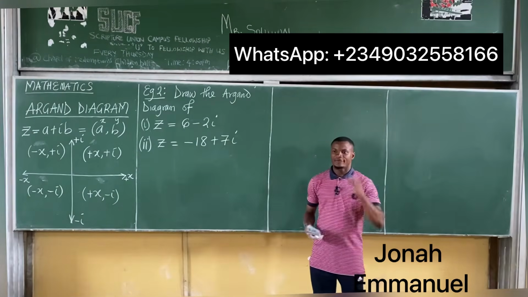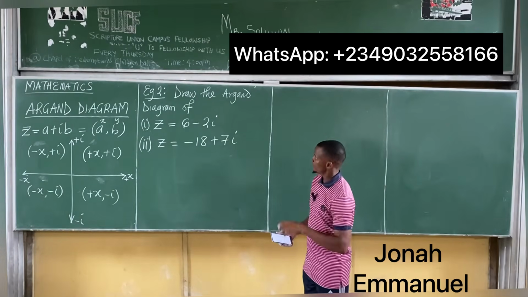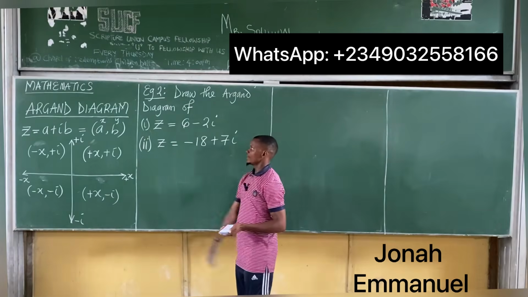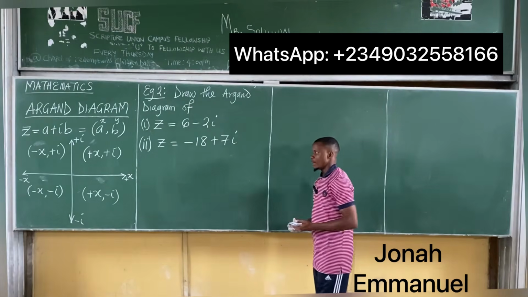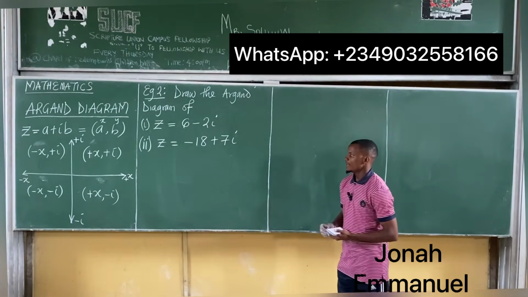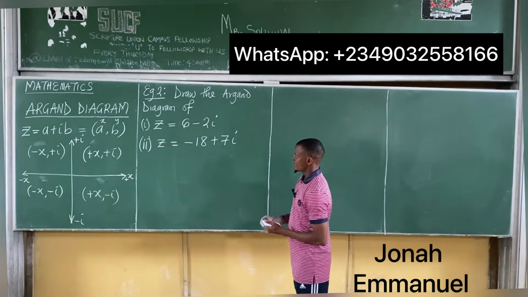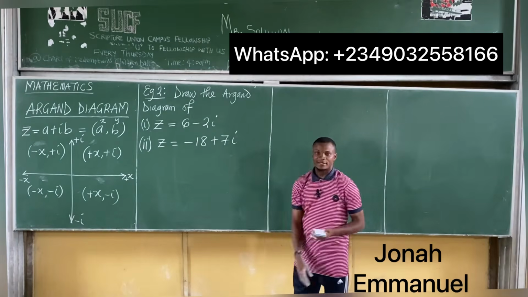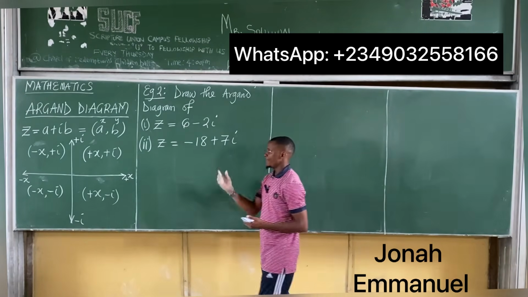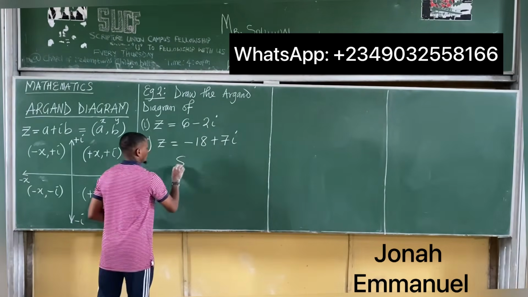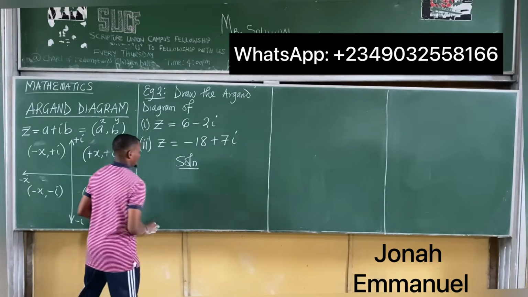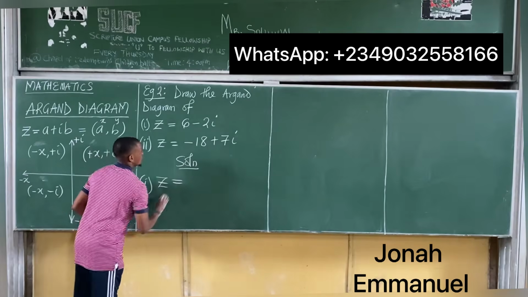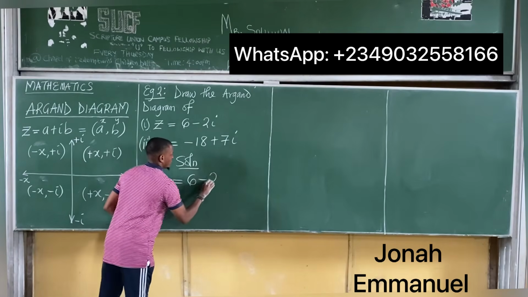So we look at a final example on Argand diagram. This question says, draw the Argand diagram of Z equal to 6 minus 2i, and Z equal to minus 18 plus 7i. So I'll do the first part and you attempt the second part. For the first part, I have Z being equal to 6 minus 2i.